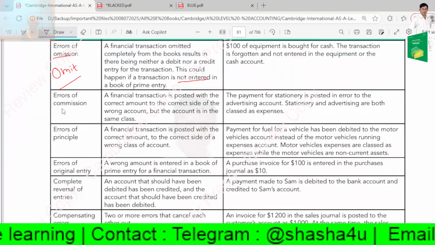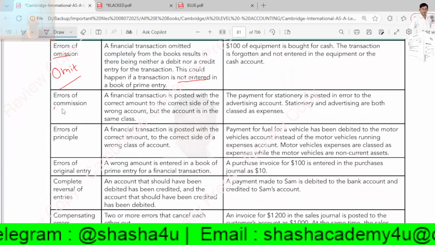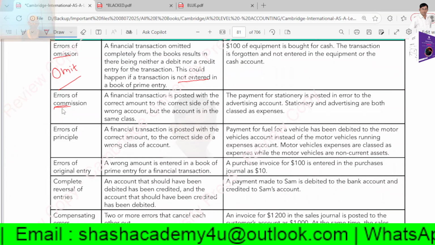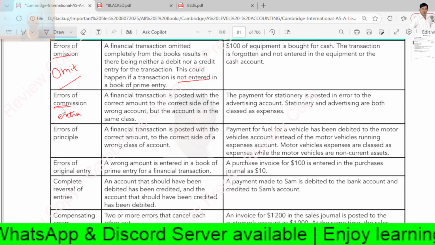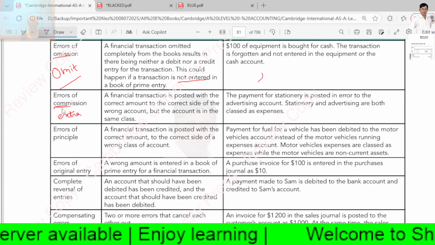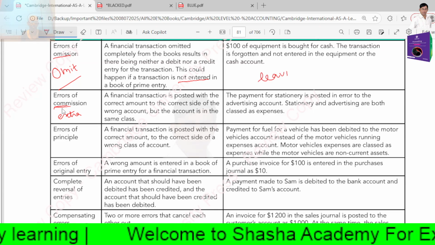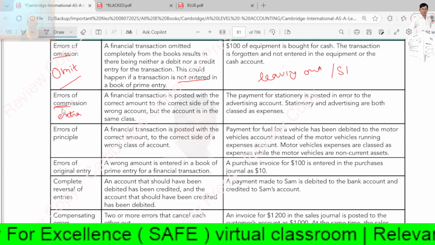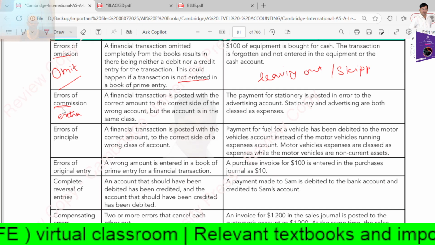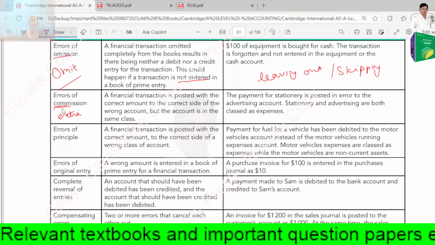Error of commission. Error of commission means you are giving something more. So commit. You are giving something extra. Whereas here it is omit, you are leaving out, or skipping. Here, you are giving some extra.